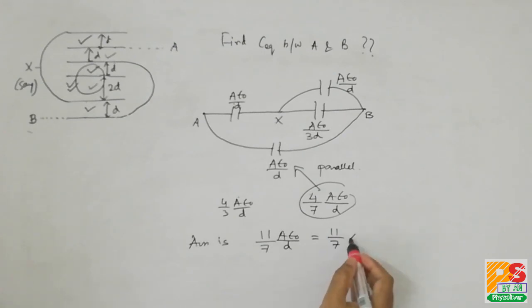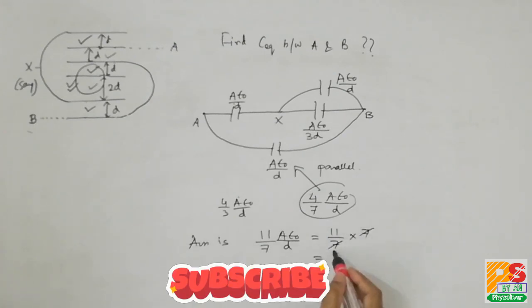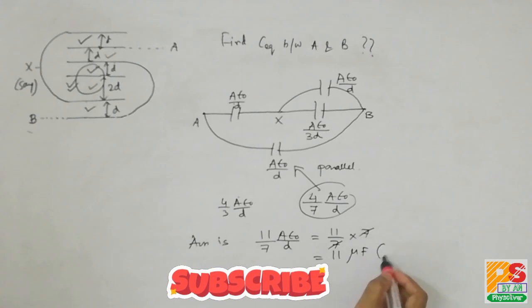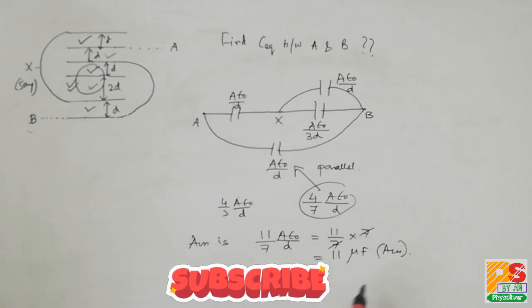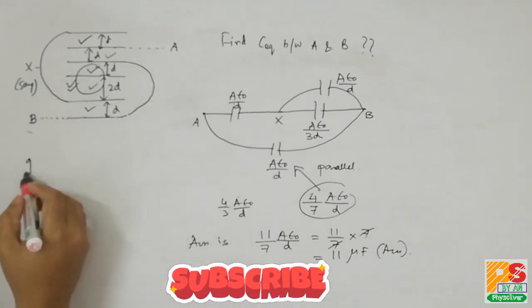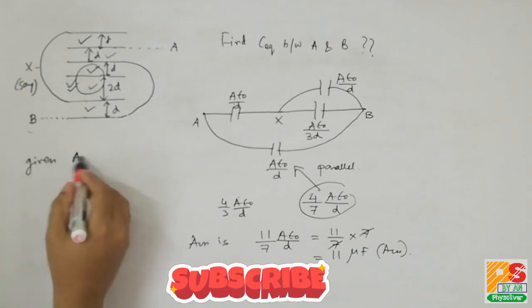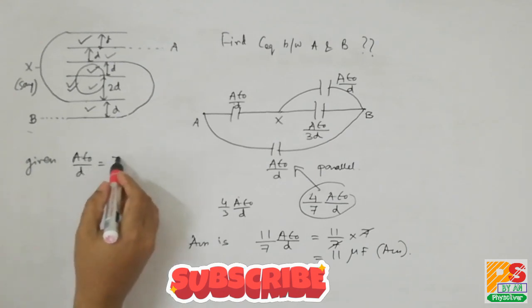Now in the problem, A epsilon naught by D is given as 7 microfarad, so the answer is 11 microfarad. It is given in the problem that A epsilon naught by D is 7 microfarad.